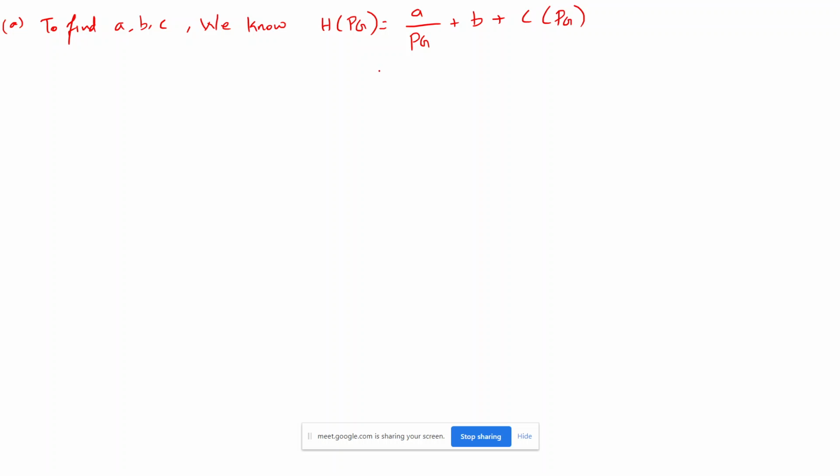Have you recalled this equation? How did we get it? From the graph. We know that the graph can be divided into three parts: one is the decrement, one is the constant, and one is the linear increment. And A is inversely proportional to this Pg, so I have taken that, and C is directly proportional, so I have taken that. So this is nothing but the heat equation.